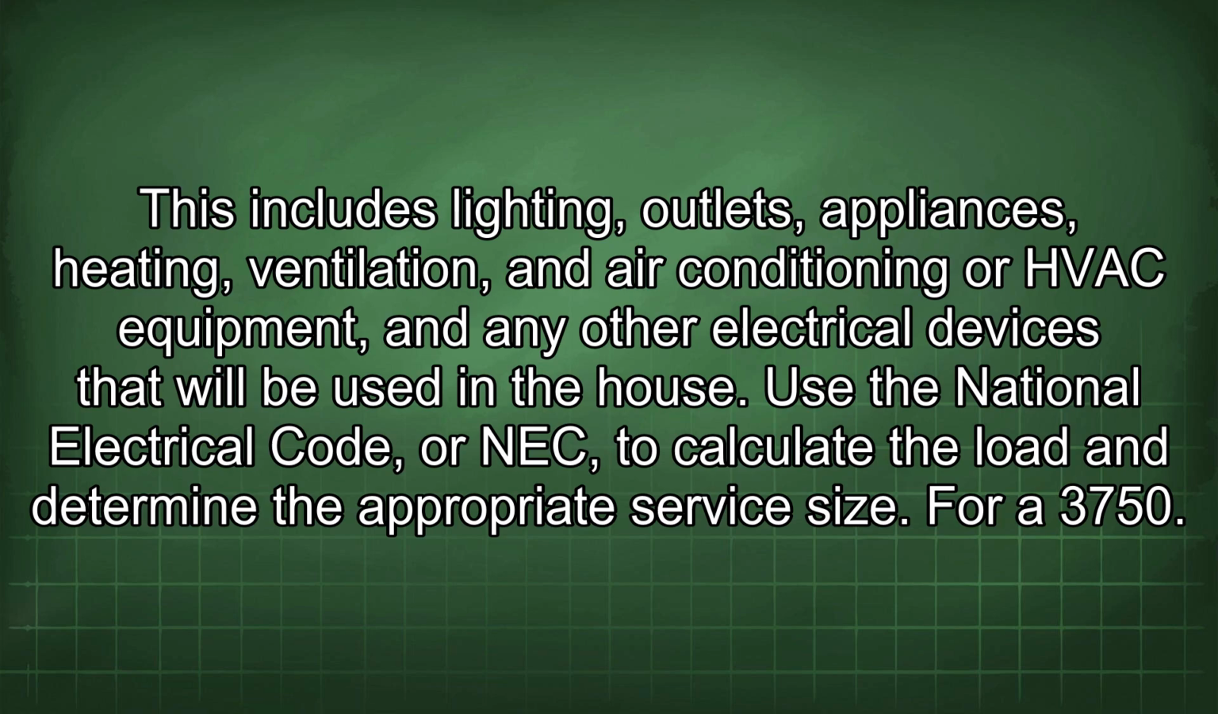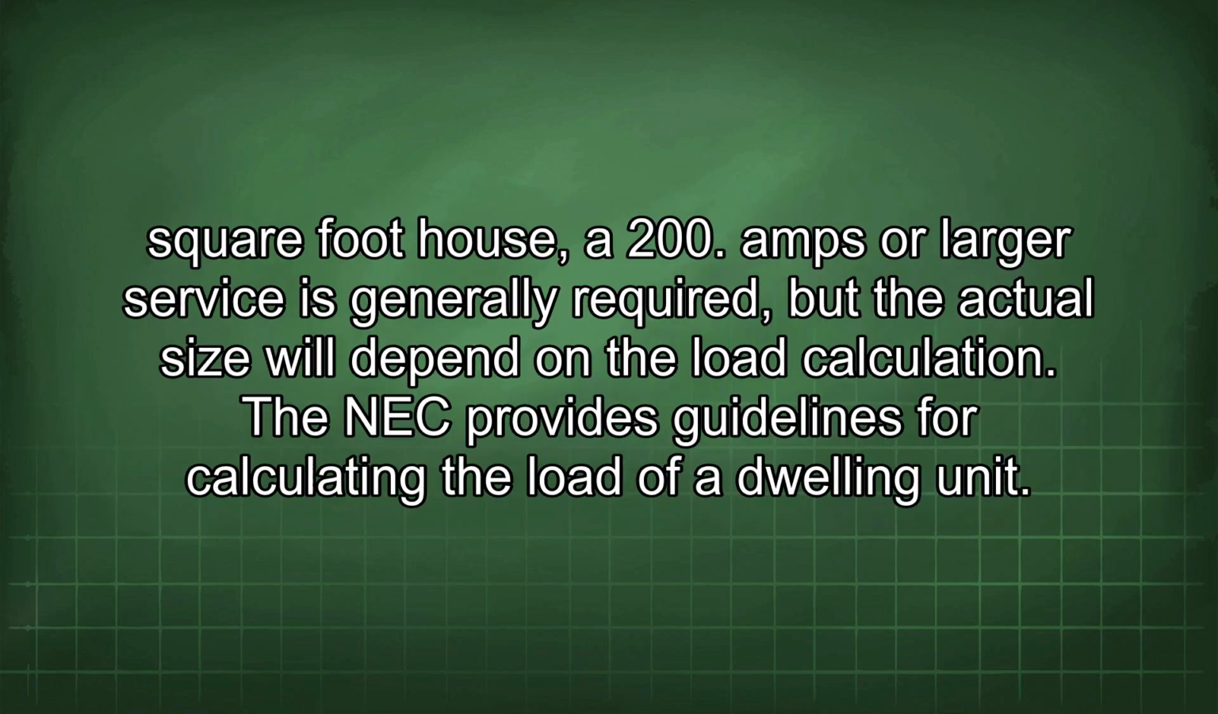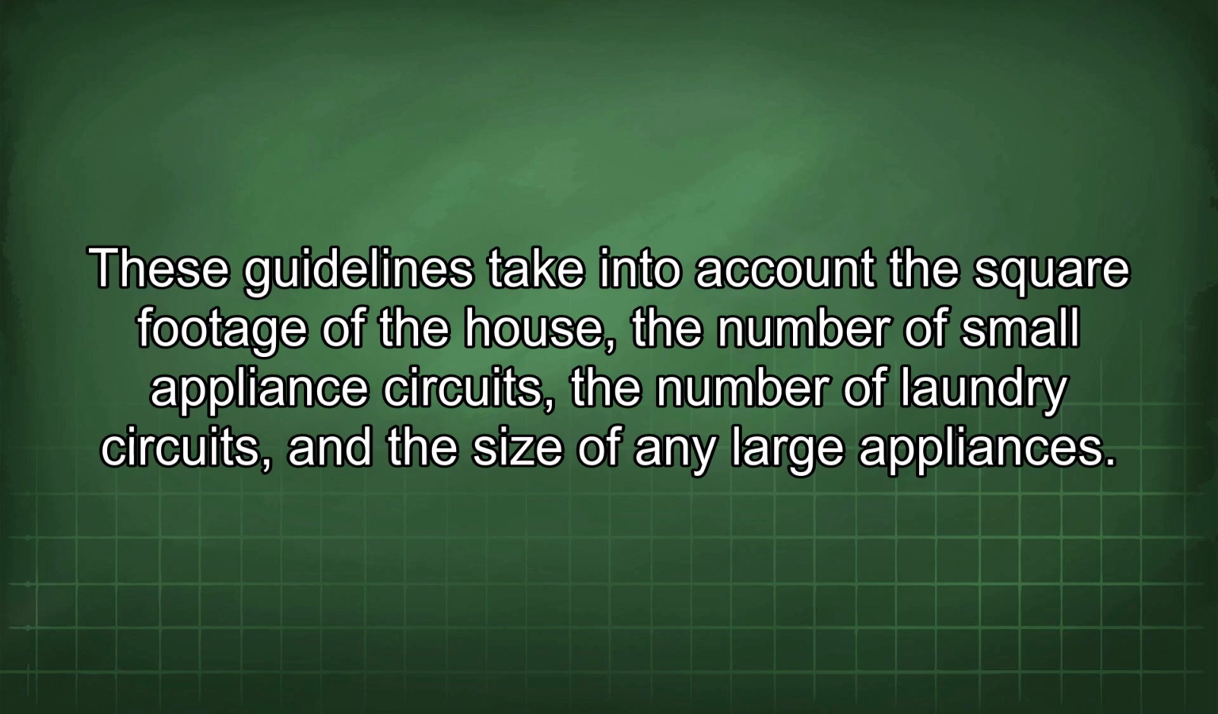For a 3,750 square foot house, a 200 amp or larger service is generally required, but the actual size will depend on the load calculation. The NEC provides guidelines for calculating the load of a dwelling unit. These guidelines take into account the square footage of the house, the number of small appliance circuits, the number of laundry circuits, and the size of any large appliances.